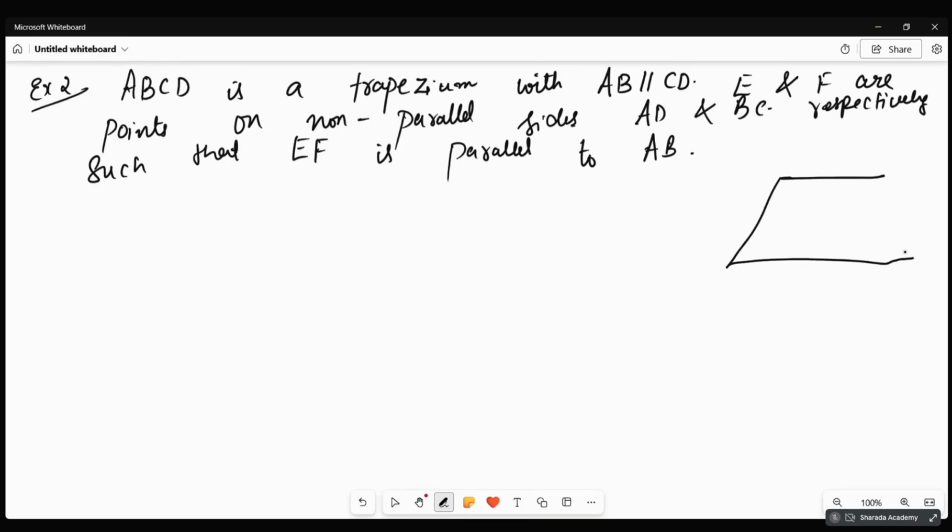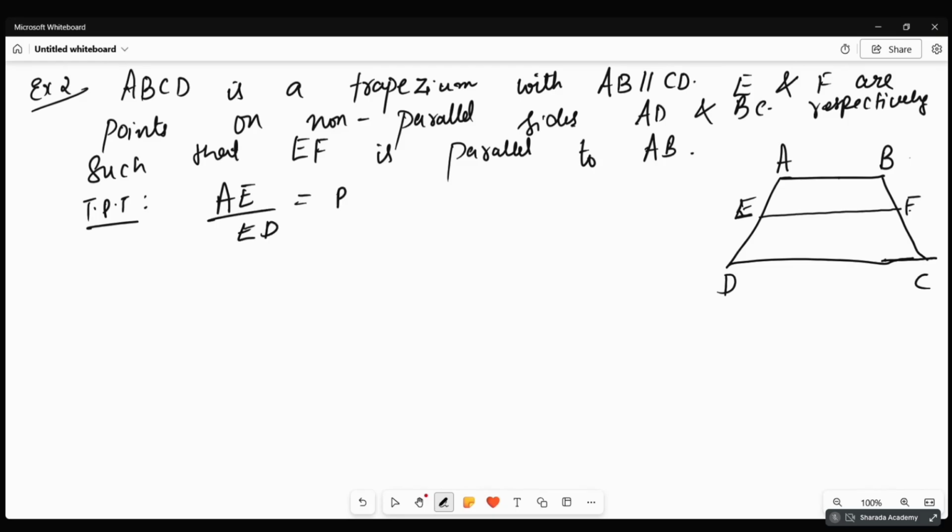So draw a trapezium first. Trapezium means what? It has one pair of parallel sides, then it is a trapezium. So you have ABCD and AB parallel to CD. Now E and F are the points on non-parallel sides such that EF is parallel to AB. So draw one line EF. Okay. Now EF is parallel to AB. So they have given that. So to prove that AE by ED is equal to BF by CF. Okay, this you have to prove.